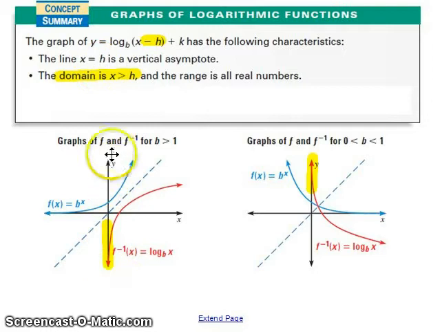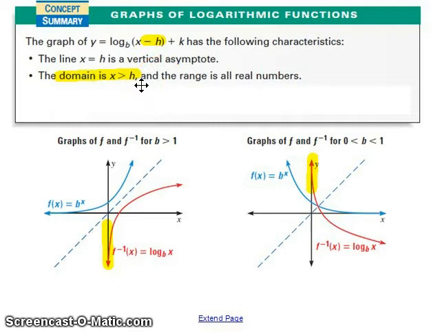So here's that asymptote, and the domain is going to be anything to the right of that h value. So let's say this had said x minus 4. Well, remember, h is changing its sign, so your vertical asymptote would be where x is plus 4. It would be over here somewhere, and your domain would be anything to the right of 4.